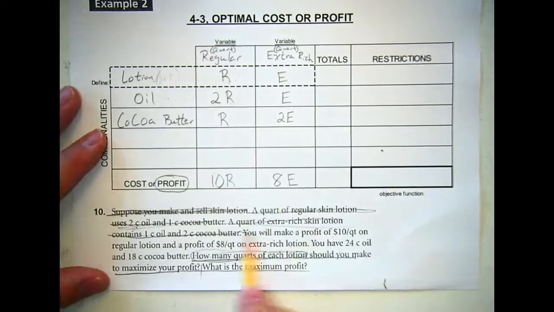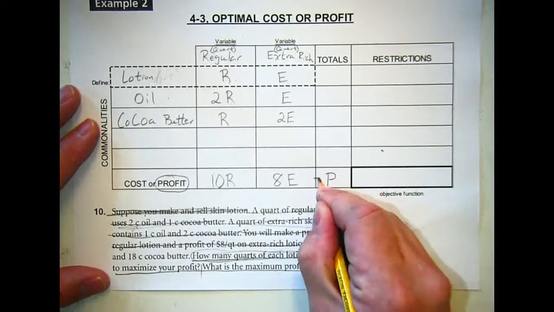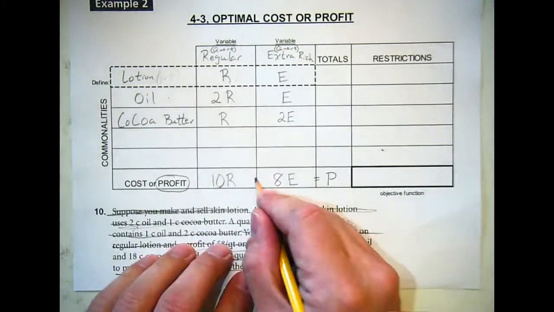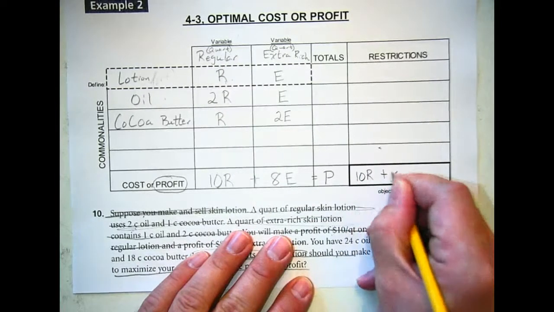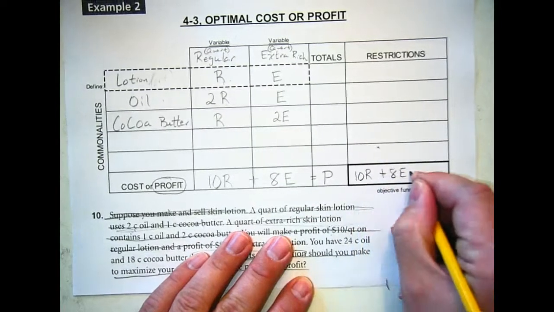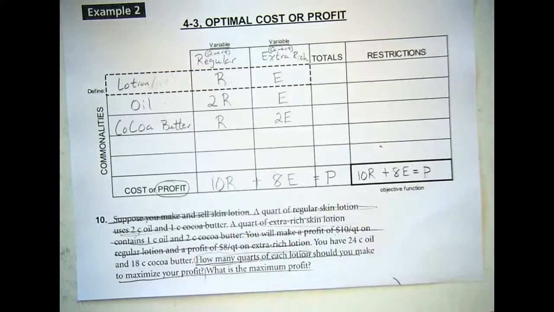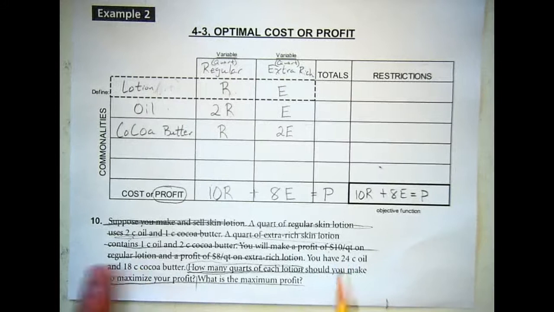So we're now done with that. This equals a profit. We now have our objective function. This is how we're making money: 10 per regular plus 8 per extra rich gives us our profit. Usually you write the P in front, P equals, but that's okay. We're almost done. Any questions up to there? I want you to talk to your neighbors. What are you going to do with these 2 things?